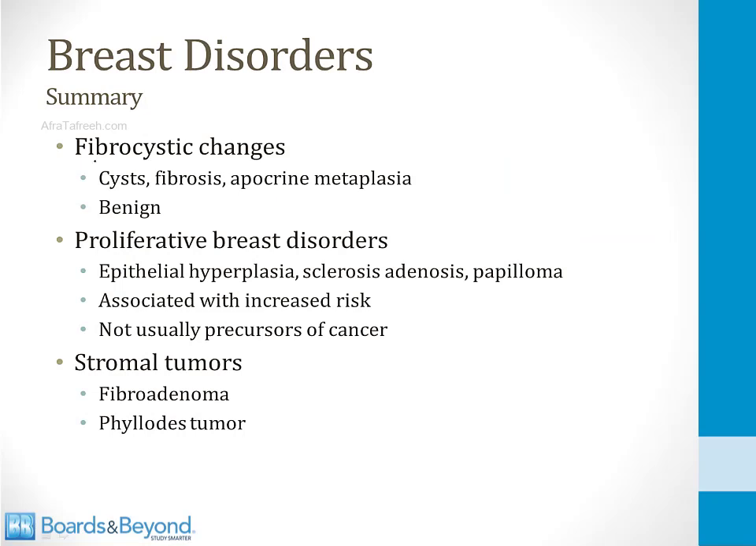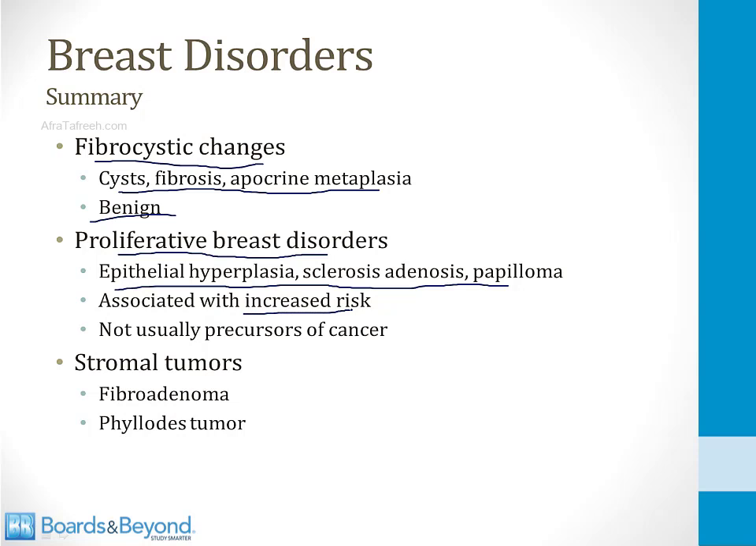So remember that we talked about fibrocystic changes, which include all these types of breast changes shown here, and these are all benign conditions of the breast. We then talked about proliferative breast disorders. They include all of these items I've listed on the slide here. These are also benign conditions, meaning they do not metastasize. However, they are associated with an increased risk of developing breast carcinoma, but these lesions themselves are usually benign and are not precursors to cancer.